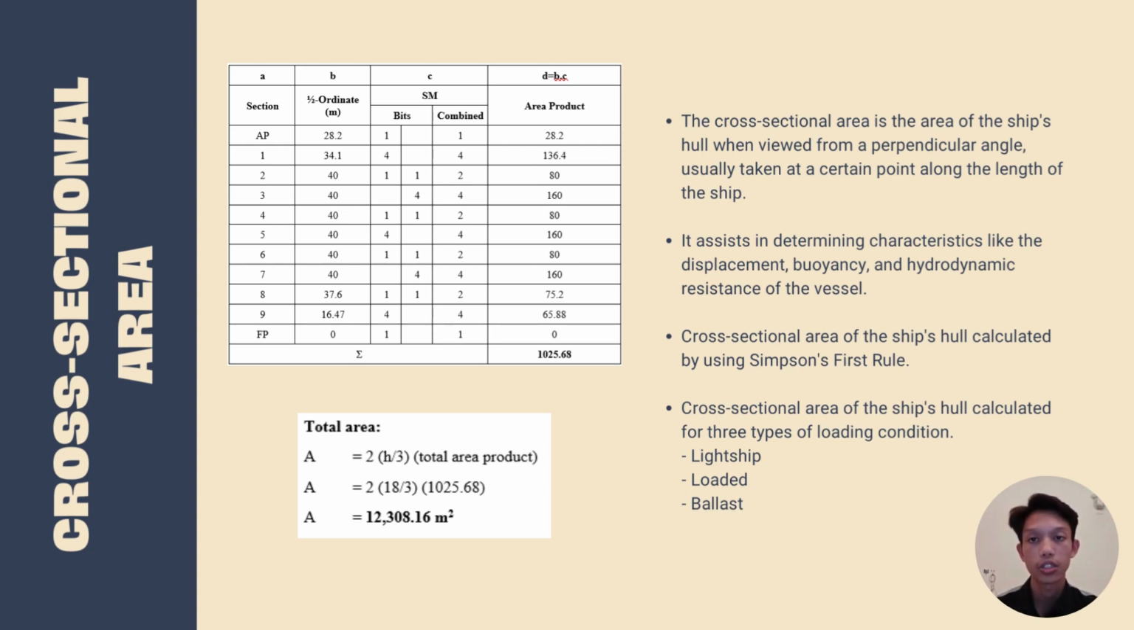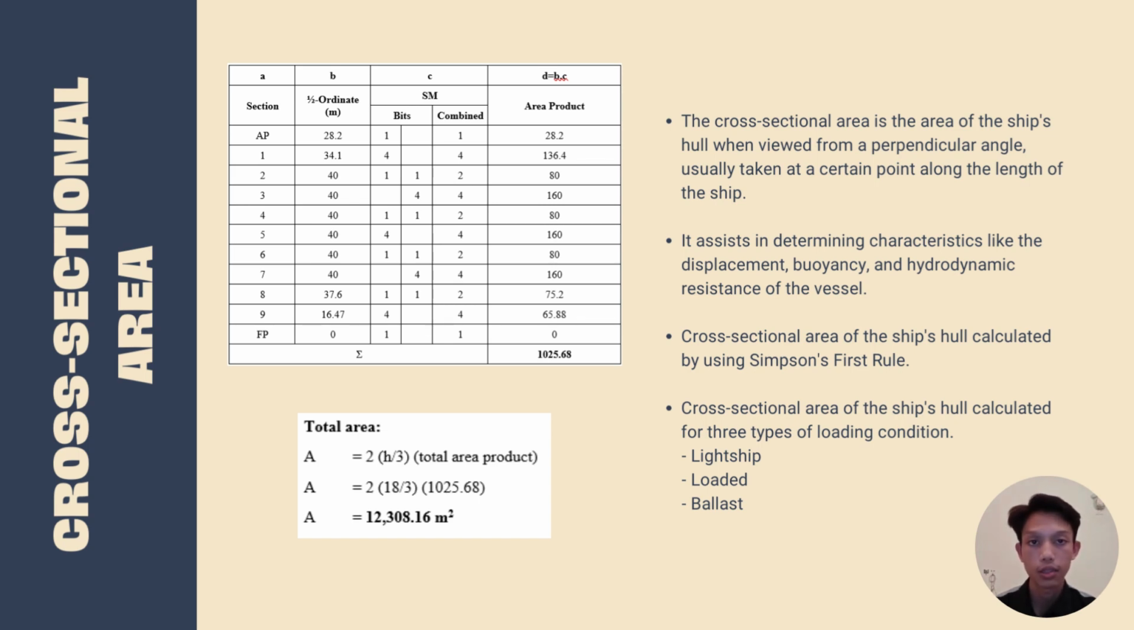So I will present about the cross-sectional area of the ship. The cross-sectional area is the area of the ship's hull when viewed from a perpendicular angle, usually taken at a certain point along the length of the ship. This cross-sectional area can determine the characteristics of the ship, such as displacement, buoyancy, and hydrodynamic resistance of the vessel. In this assignment, the cross-sectional area of the ship will be calculated by using Simpson's first rule.